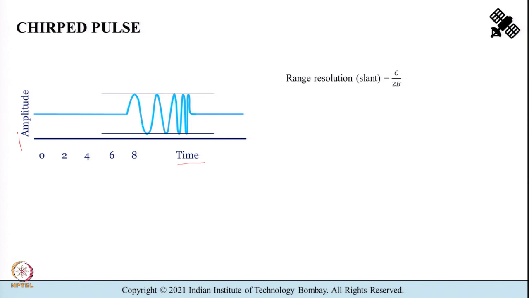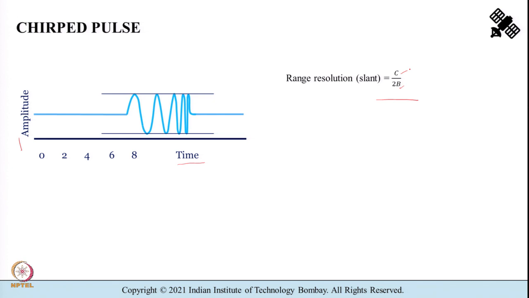Remember, as the range of frequencies increases, the range resolution shall be better and better. You see an expression here for slant range resolution, where B stands for the bandwidth and C is the speed of light. So, I am defining range resolution as a function of the bandwidth of the signal. Remember, as the range of frequencies increases, the range resolution shall be better and better.